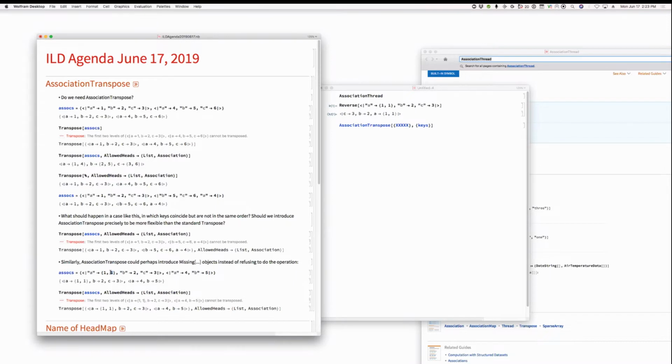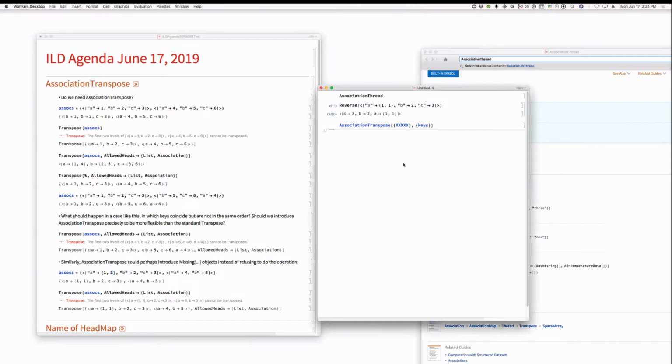But with respect to this, tentatively, association transpose would have a second argument, which is a level specification, just like transpose. When the thing is too ragged, it will fill in with missings as appropriate. And we might later on figure out a bunch of choices for how those missings get pruned. Okay, let me make a comment. So are we good with association transpose moving forward?